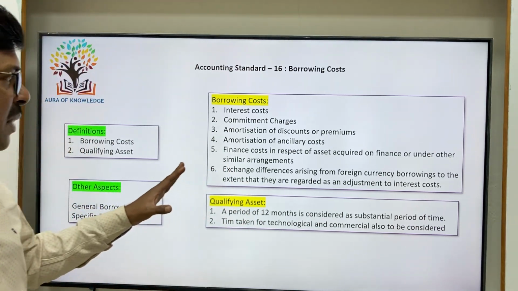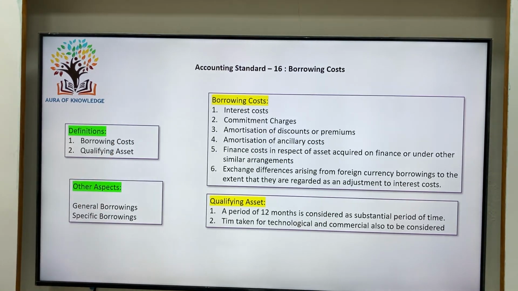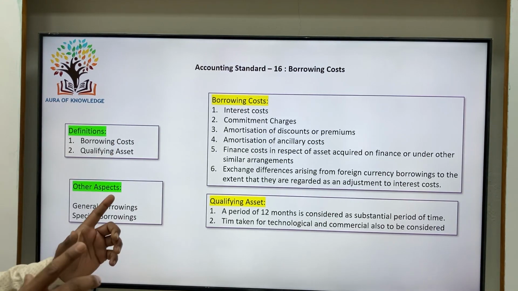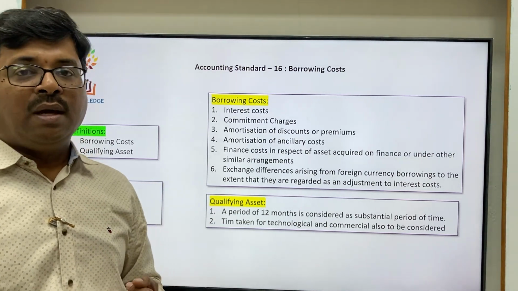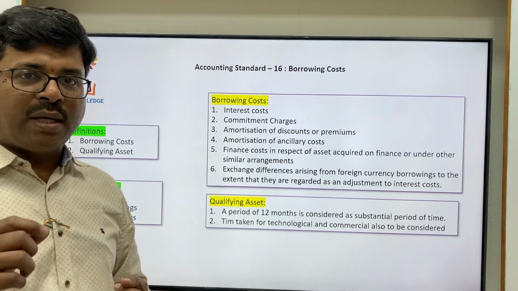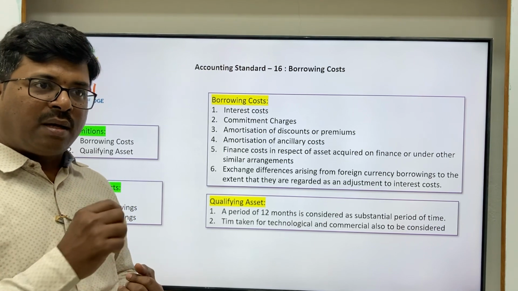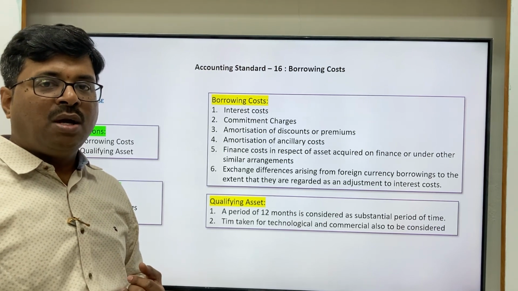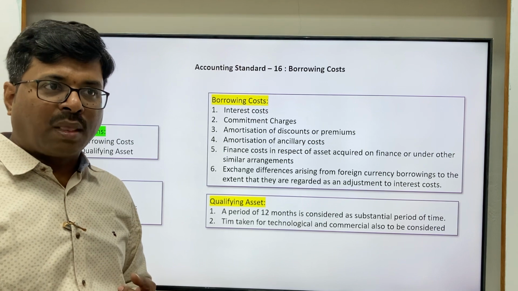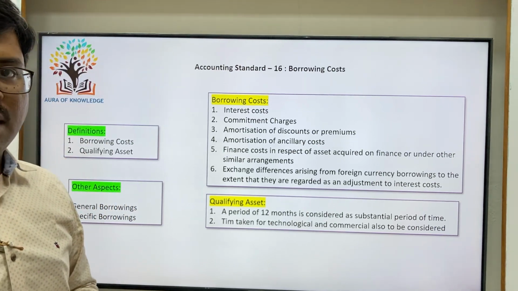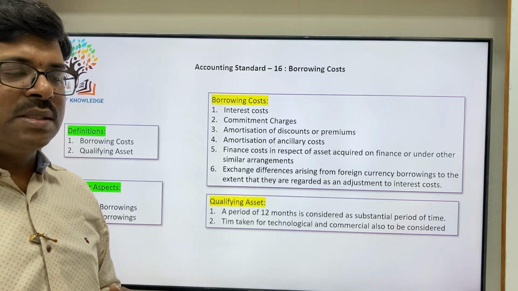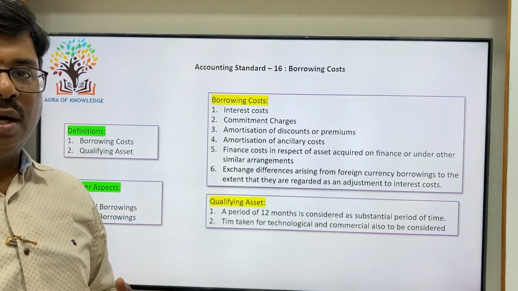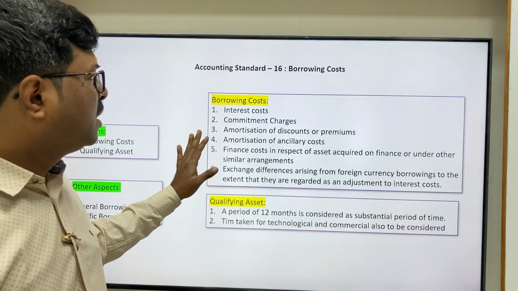So these are the main aspects which Accounting Standard 16 covers. What you have to disclose is the accounting policy the particular enterprise has followed with respect to borrowing costs, and the amount of borrowing costs that has been debited to the profit and loss account or has been capitalized. These two are the disclosure requirements with respect to this particular standard.